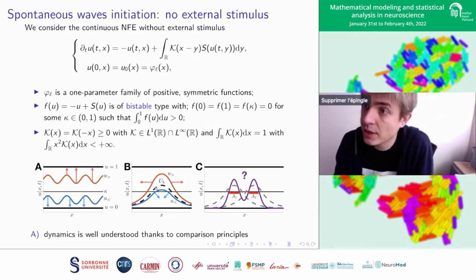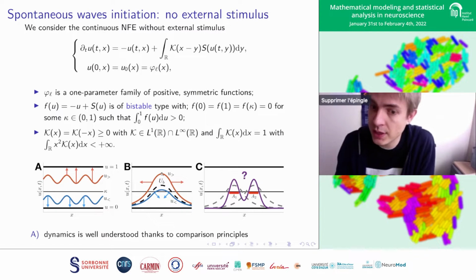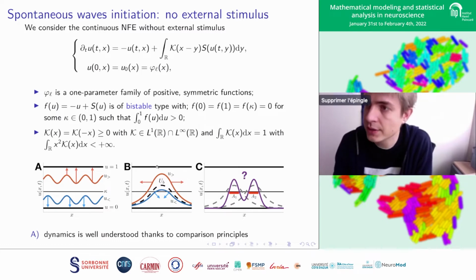And in that case, it's more difficult to decide what will be the long-time dynamics. Will the solution go extinct, or does it propagate and converge locally uniformly to the upstate?